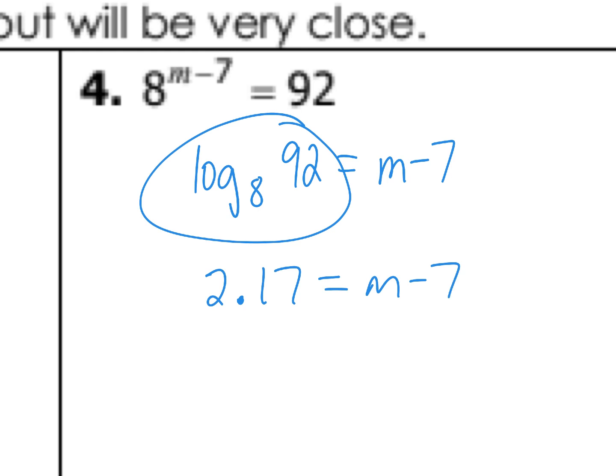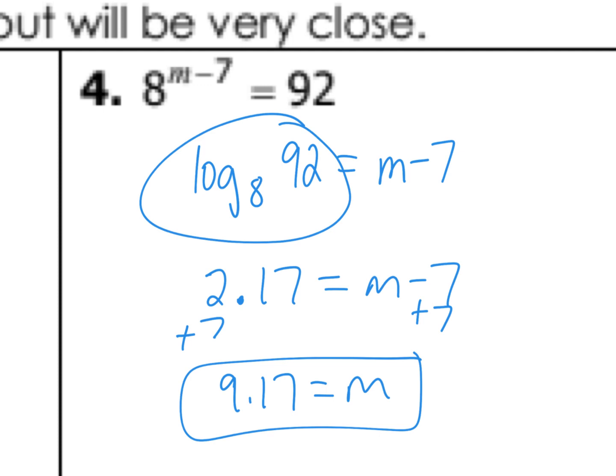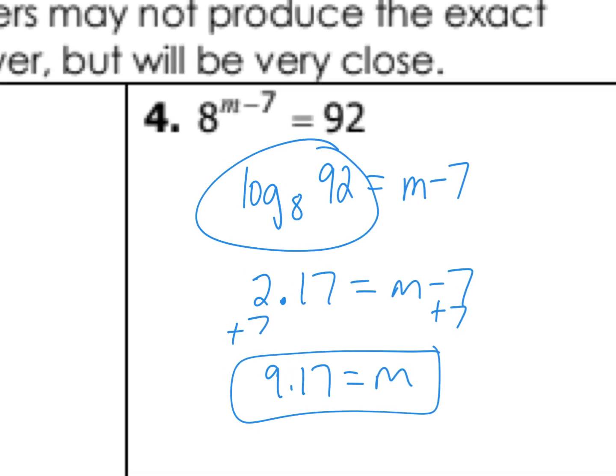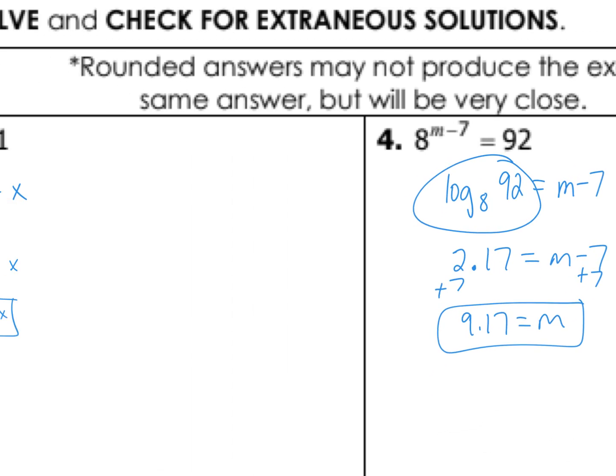And last but not least, am I done? You have to add 7 because we're solving for m. And when you add 7 to 2.17, what do you get? 9.17 equals m. Perfect. You could always go plug that back in. That's always a good thing to do to make sure it works. It does.